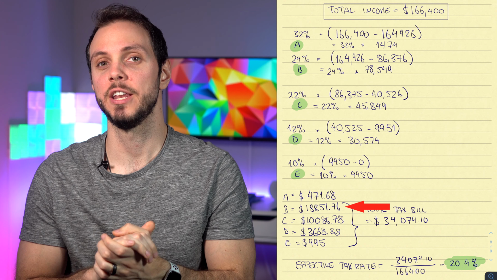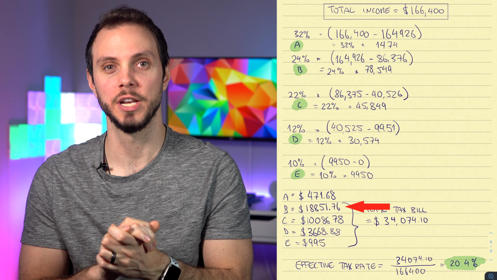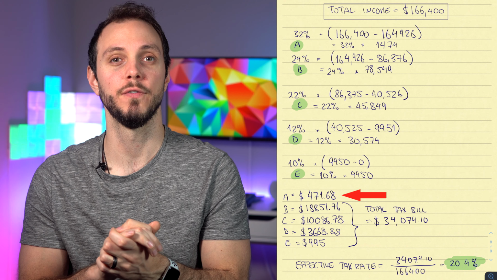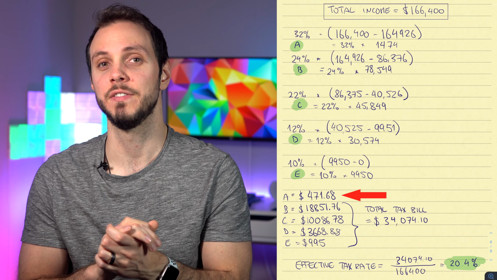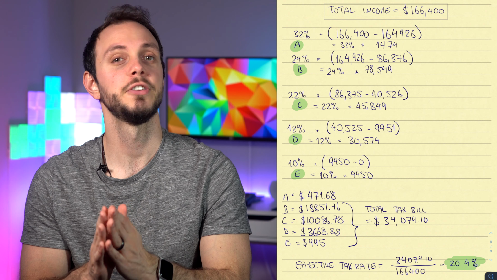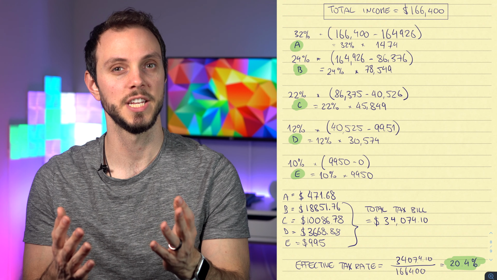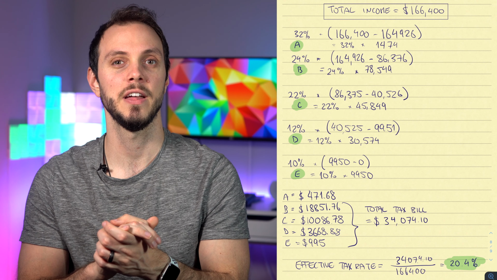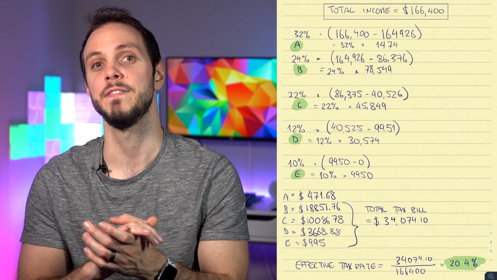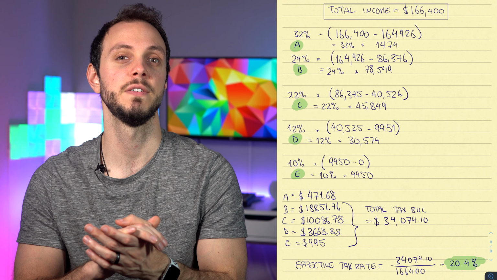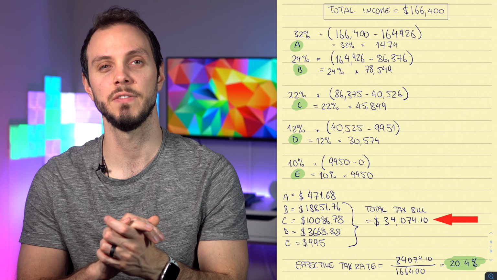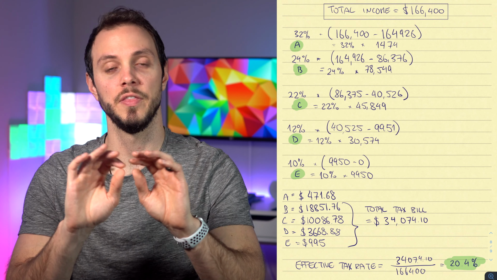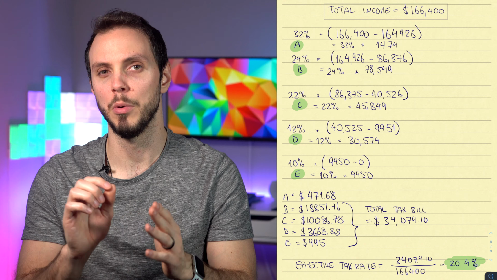So 24% of $78,549 is $18,851, and 32% of $1,474 is $471. If we add this to the previous numbers, because they are still the same, we get $995 plus $3,668 plus $10,086 plus $18,851 plus $471 equals $34,074.10. I hope all that makes sense. That is all the math we're going to do, almost.